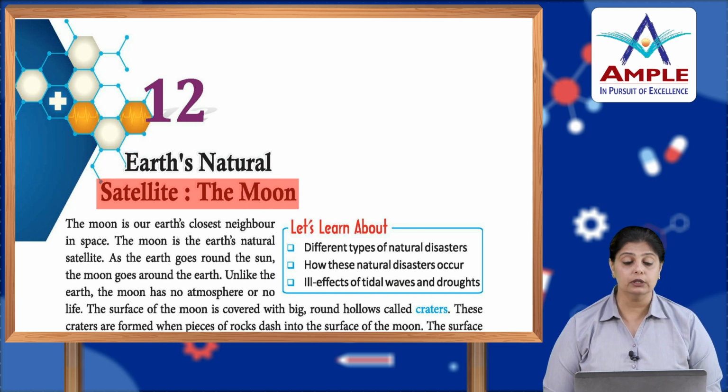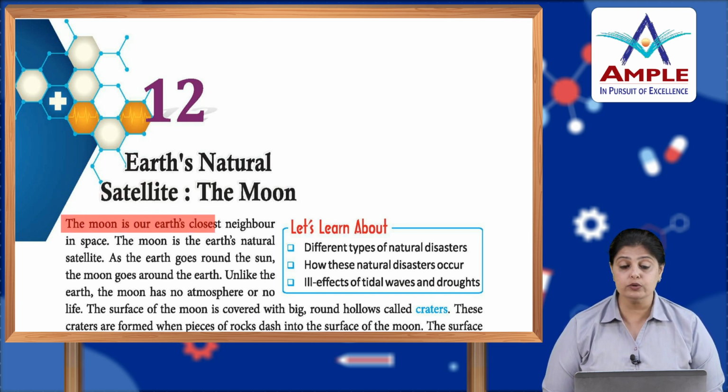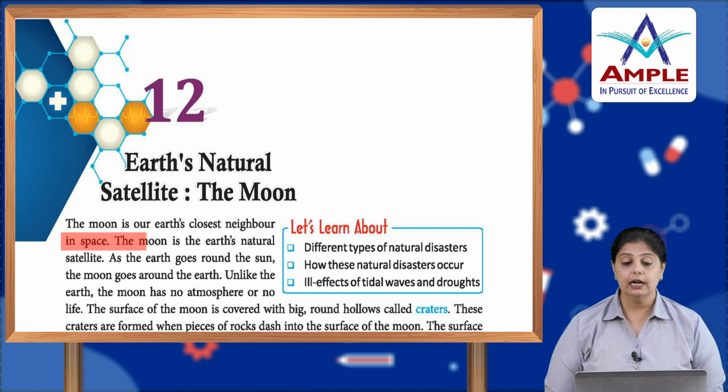That's the moon. The moon is our earth's closest neighbor in space. The moon is the earth's natural satellite. As the earth goes round the sun, the moon goes round the earth. Unlike the earth, the moon has no atmosphere or no life.